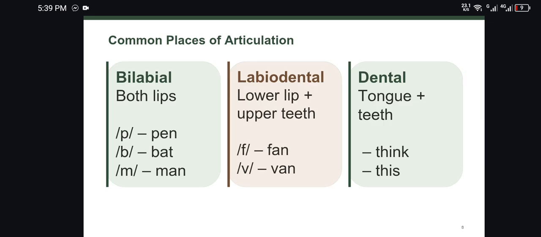So common places of articulation. It is the bilabial. When we say bilabial, it uses both lips. And the labiodental, it uses the lower lip and upper teeth. And the dental, it uses the tongue and teeth. When we pronounce the word pen, we use both of our lips. And when we pronounce the word fan, we use the lower lip and our upper teeth. And the dental, the word this, we use our tongue and teeth. That is the best example.